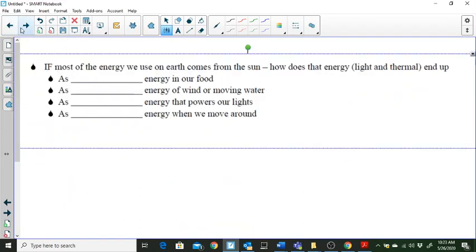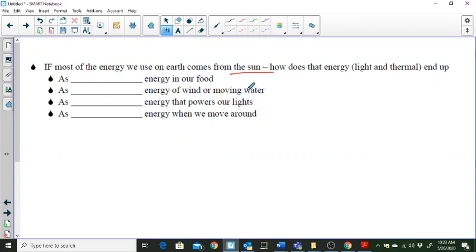Okay, let's come down to our last question. If most of the energy we use on Earth comes from the sun, and that's true, how does that energy, light and thermal, end up as energy in our food? Well, photosynthesis.